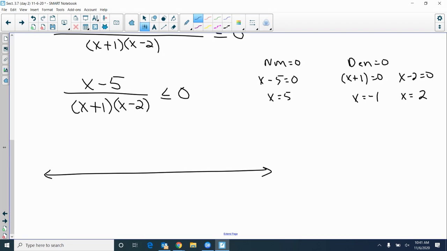And I got -1, I got 2, I got 5, and I need to test in between there. So to the left of -1, in between -1 and 2, in between 2 and 5, and in between 5 and infinity. And what are my test points going to be? Let's use, I'm going to use -2, I'm going to use 0, I'm going to use 3, I'm going to use 7. All right, go ahead and plug those in and I'll catch up to you here in a minute.